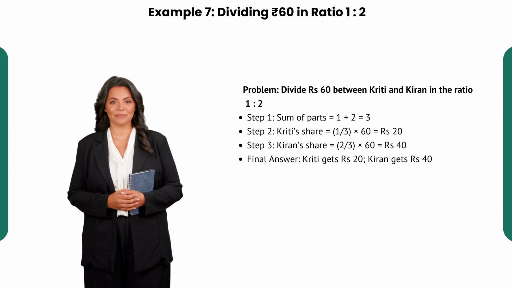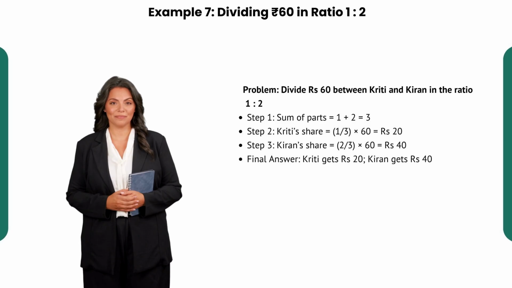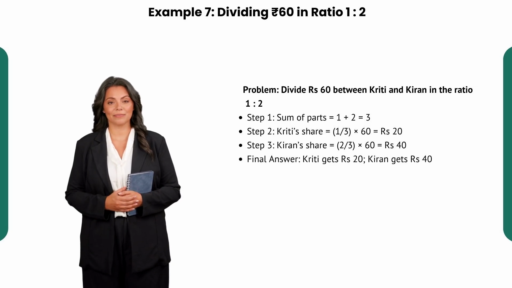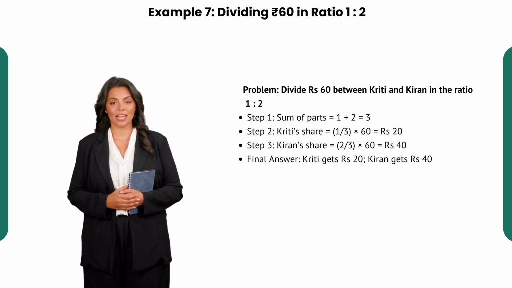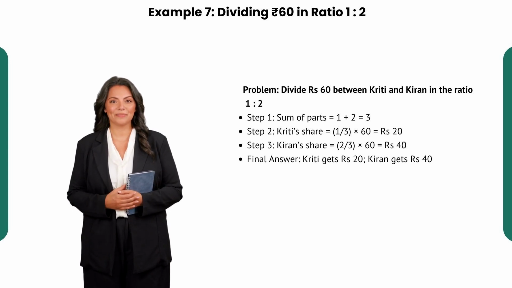Here's a quick example. Divide rupees 60 between Kriti and Kiran in a 1:2 ratio. First, add the ratio parts. 1 plus 2 equals 3 parts total. Next, Kriti receives 1 part out of 3. So multiply 1 divided by 3 times rupees 60. That equals rupees 20. Kiran receives 2 parts out of 3. So multiply 2 divided by 3 times rupees 60. That equals 40 rupees. Thus, Kriti gets rupees 20, and Kiran gets 40 rupees.